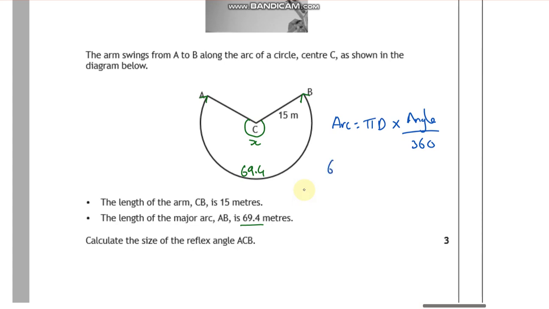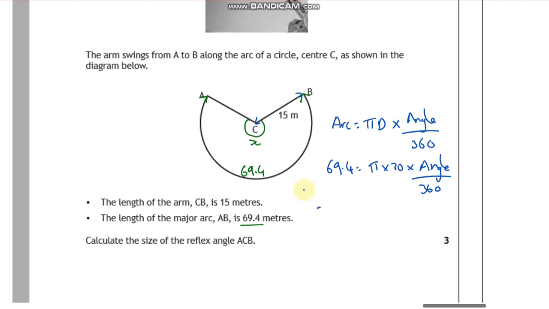So for this case, let's just start subbing in. We know the arc is 69.4. Pi, the diameter is twice the radius, so the radius is here. So that's 30, and I'm trying to find the angle over 360.